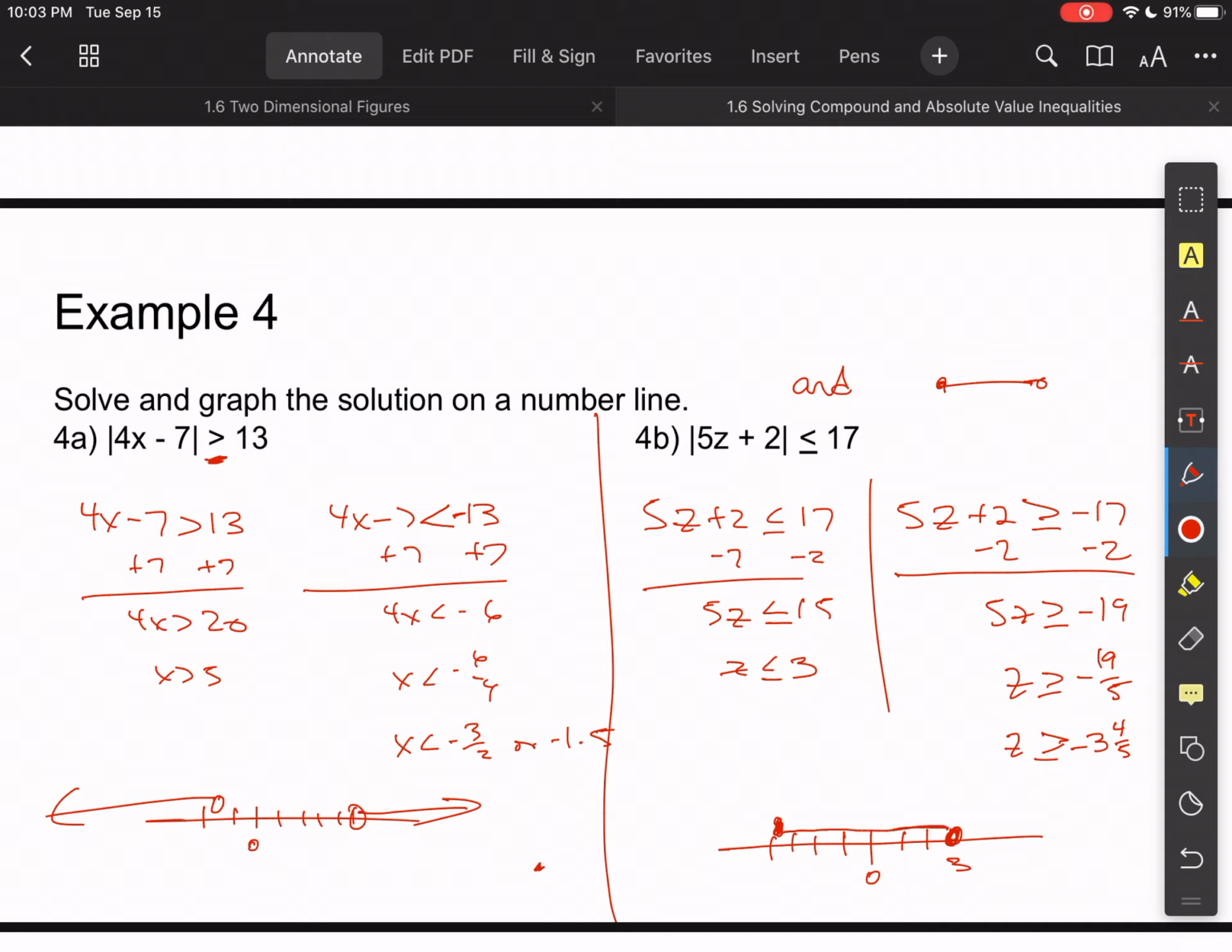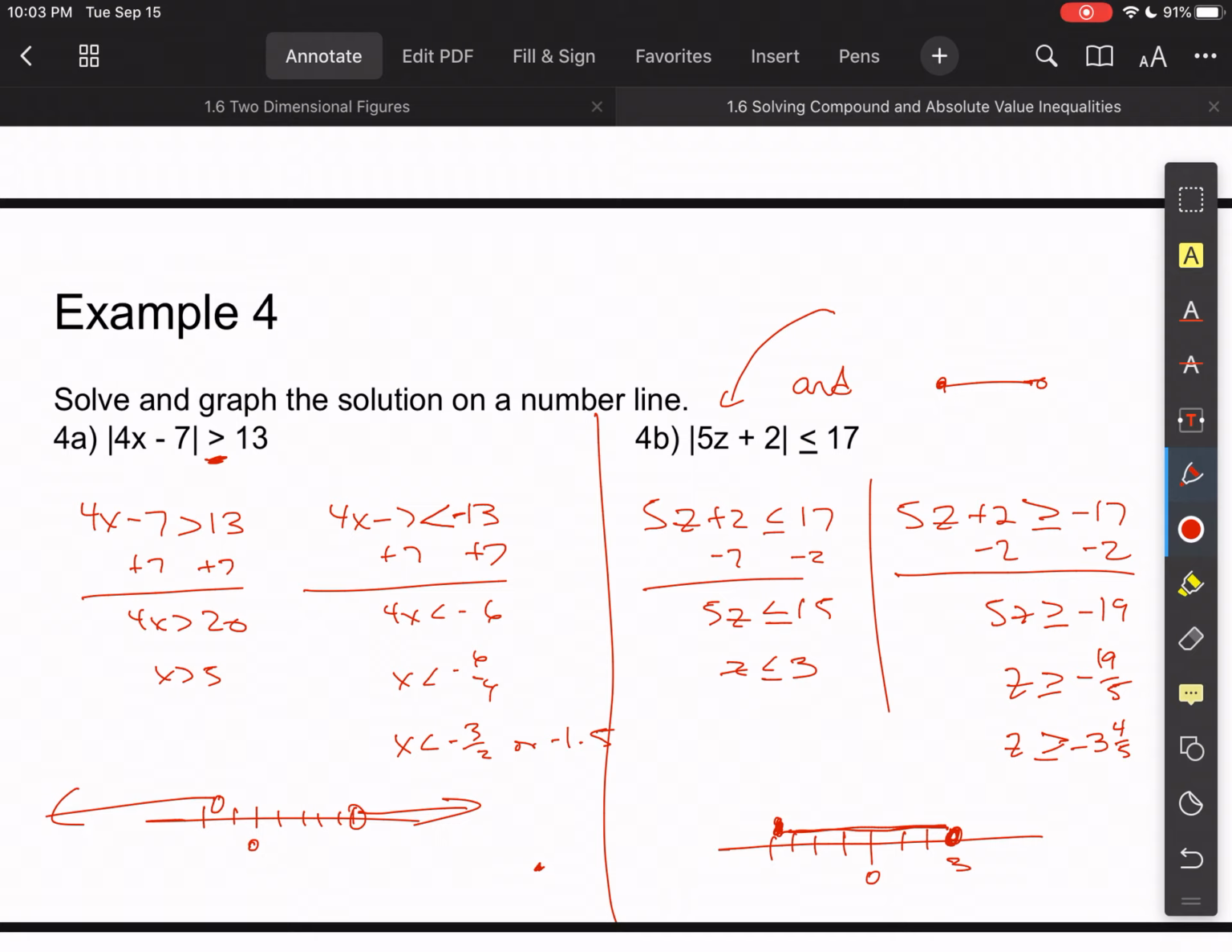Okay, so that is an and statement, where it's saying that some distance here between 5z plus 2, that distance is less than or equal to 17.